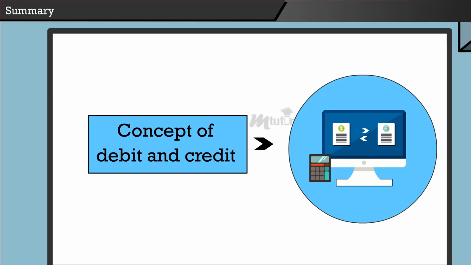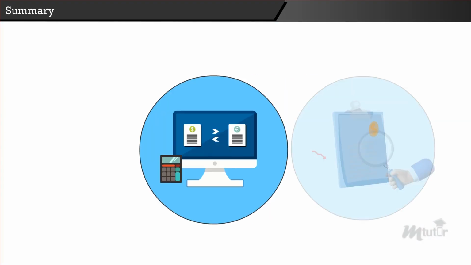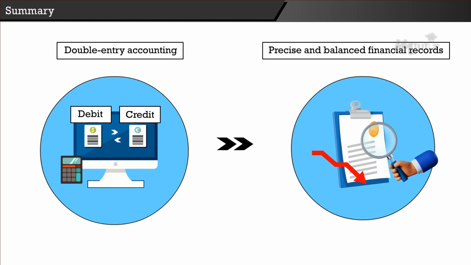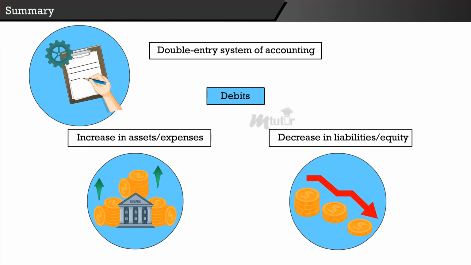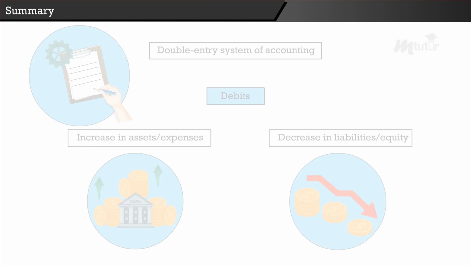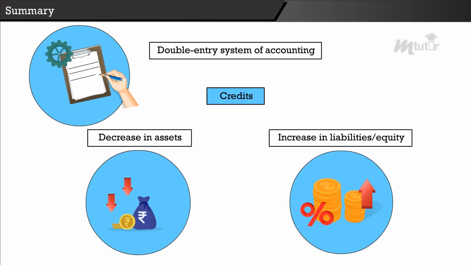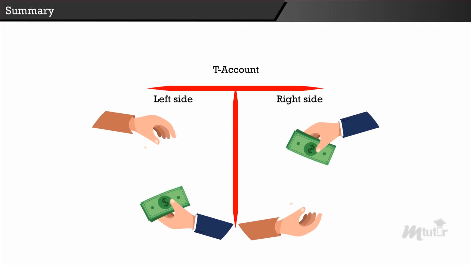Summary. Now, let's summarize the important points discussed in this lesson. The double-entry system of accounting relies on the concept of debit and credit. The debit side, that is, the left side of the T account, signifies increases in assets or expenses and decreases in liabilities or equity. The credit or right side of the T account indicates the opposite of the debit side. T accounts visually represent transactions with debits on the left and credits on the right, aiding in understanding account impacts and maintaining accurate financial records.